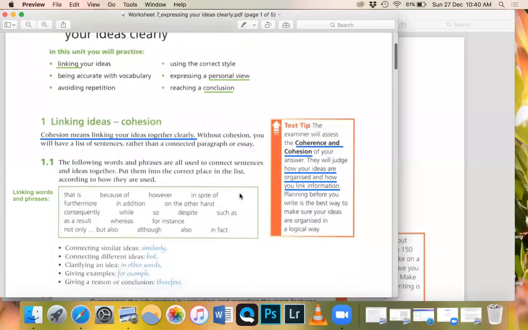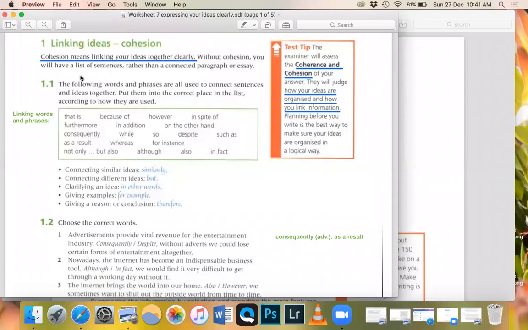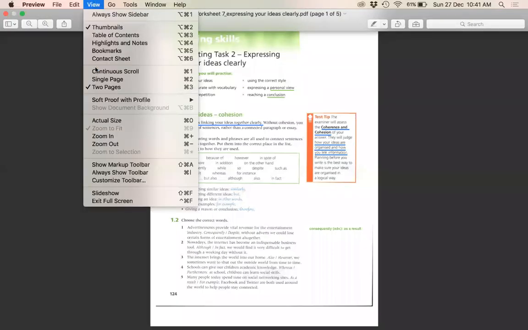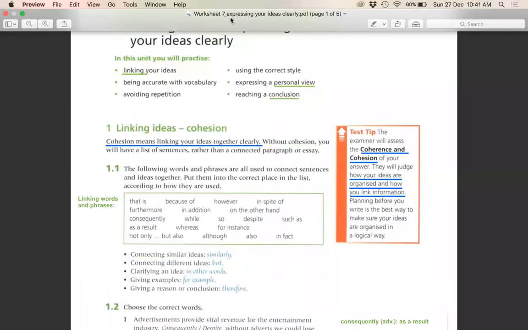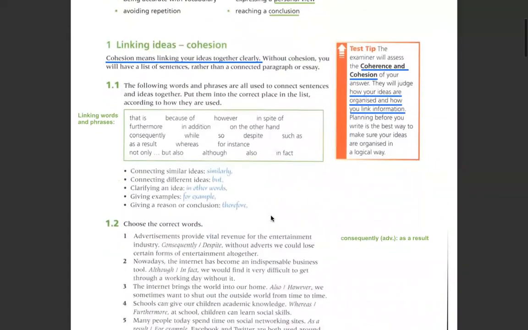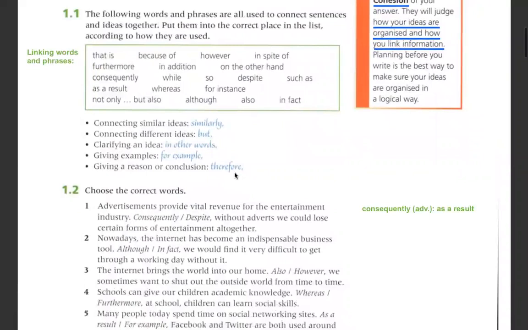All right, so one of the criteria is coherence and cohesion. Remember how your ideas are organized and how you link your information together. So cohesion means linking your ideas clearly. All right, so we do that by using linking words or cohesive devices. So let's have a look at a couple of them. Okay, if there's some of these that you don't know, please write them down. They're really important. So we're going to go through these.